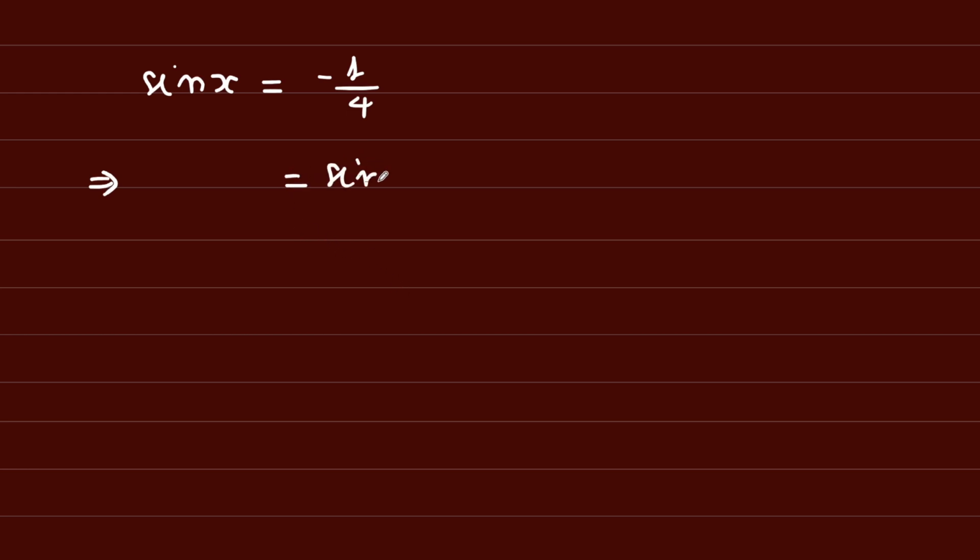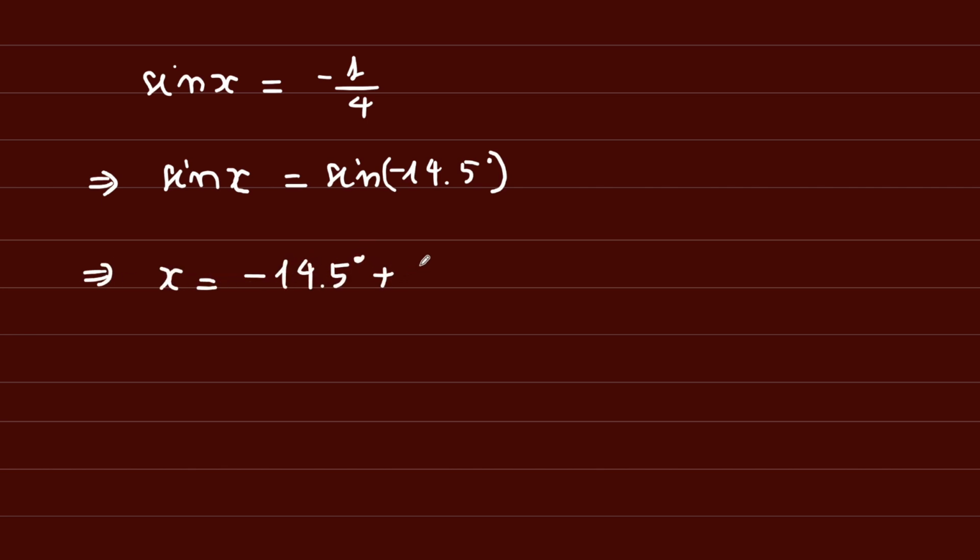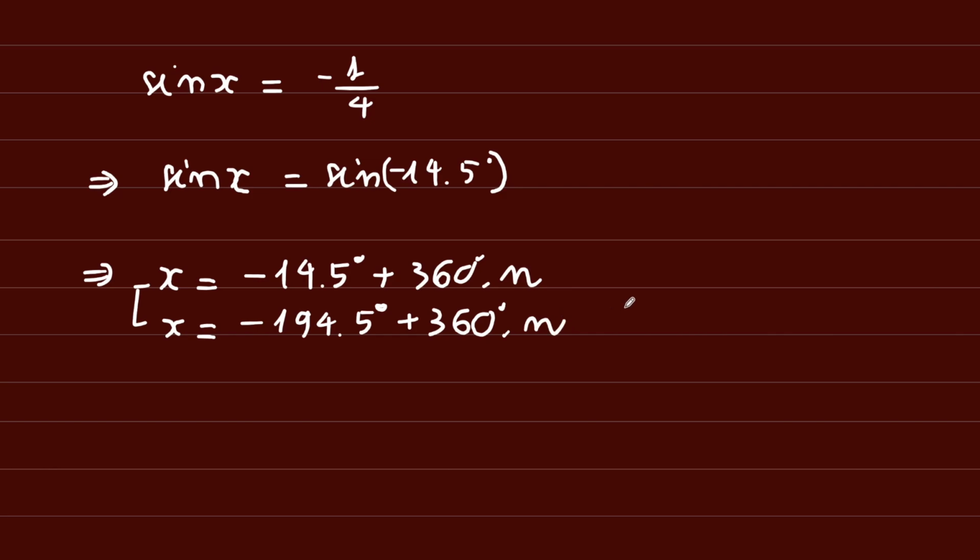Okay, you get here is -14.5 degrees, and the other side will be for sine h here. Two general solutions for this question. The first one will be this, and the second one, minus of minus, it means add 180 degrees. You get minus 194.5 degrees plus 360 degrees multiplied by n.